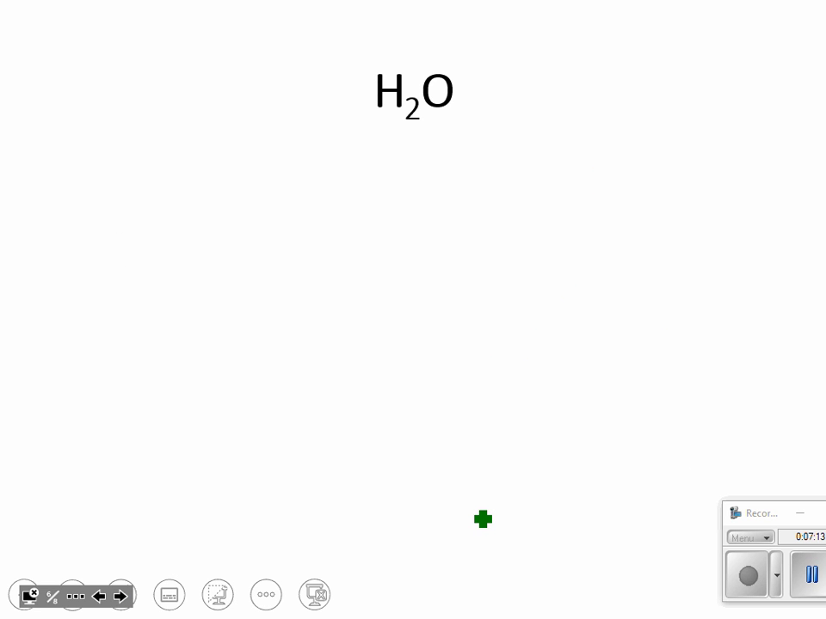Now let's continue on. We're going to continue on with water. As I'm looking at water and I'm AXE-ing it, I see two bonding domains, I see two unshared pairs. So I see two bonding, I see two non-bonding. So as I look at this, I'm looking for AX2E2 in my packet.